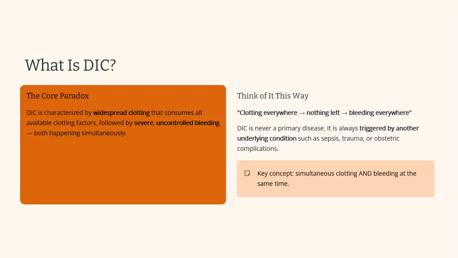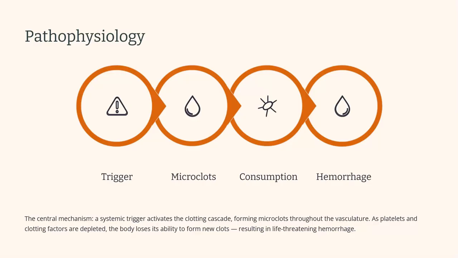DIC is never a disease that's just caused by itself. It is always caused by something else. So let's review the pathophysiology, or what is going wrong with DIC. Something triggers the clotting cascade. Microclots form throughout the body. Platelets and clotting factors are used up, and then the patient starts to hemorrhage or bleed uncontrollably.